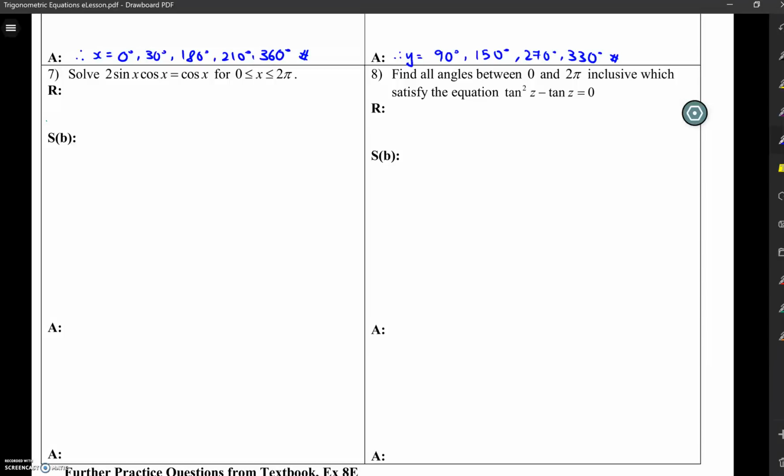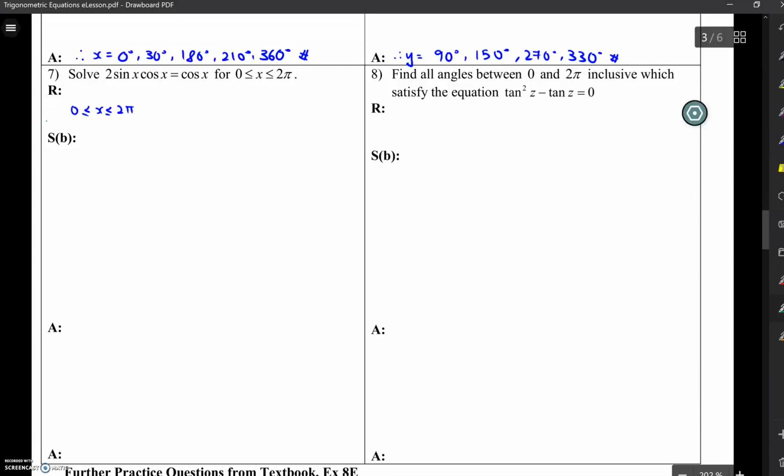Okay, now we are at question 7. So question 7 is a bit different already. Now if you look at the range, you will see that the range we are looking at for x is within 0 to pi. So here you will do 0 to pi.